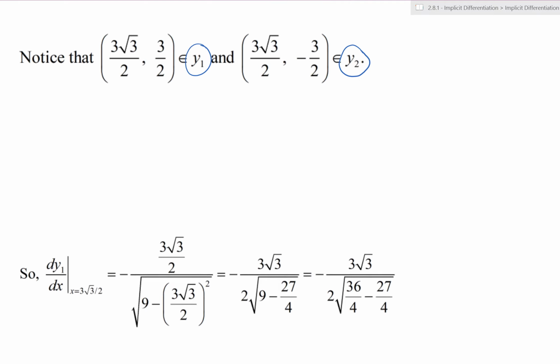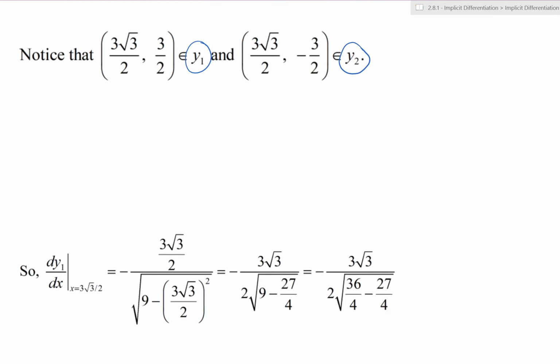So since we have the derivatives now of each individual function, let's go ahead and find the slopes. Like we said, the first ordered pair, which is in quadrant 1, belongs to the function y1 here. And so I'm just going to evaluate my derivative of y1 with respect to x at that input value, x is equal to 3 root 3 over 2. So it's kind of a little bit of a mess. Remember our formula here was negative x divided by root 9 minus x squared. So I'm just putting the negative out in front, and replacing my x with 3 root 3 over 2 in the numerator and inside the root.